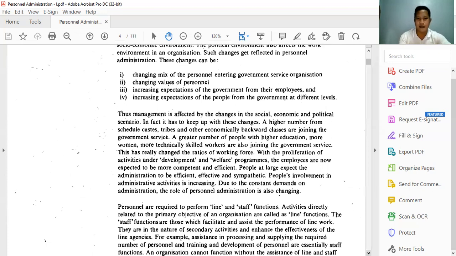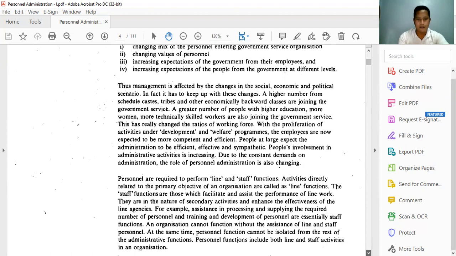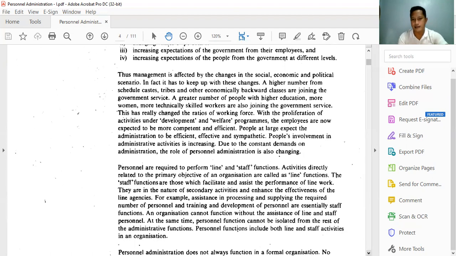Thus, management is affected by the changes in social, economic, and political scenario. In fact, it has to keep up with these changes. So we should never give up. What is the encouragement there? Do not give up. Of course, you have to cope with different changes. So I will just leave it to you to read about that one, because that's also very important. Now, personnel are required to perform line and staff functions. Activities directly related to the primary objective of an organization are called line functions.